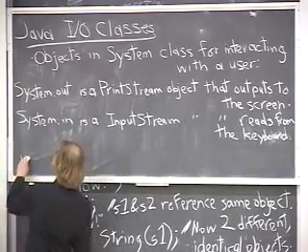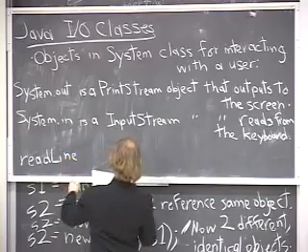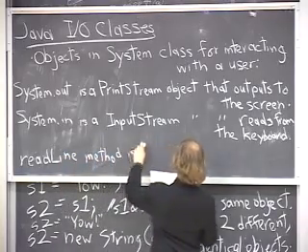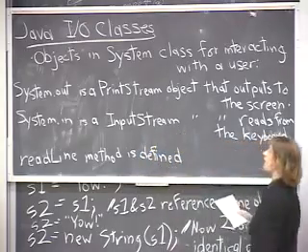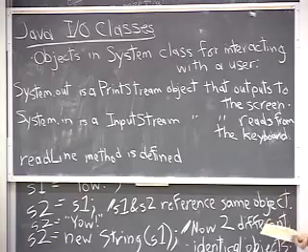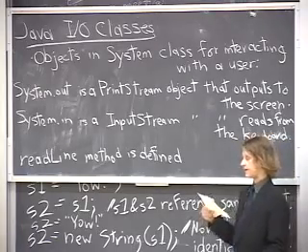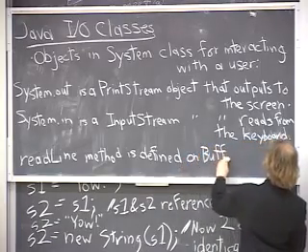So the method that does that is called readLine. And the readLine method is defined, unfortunately, not on InputStream objects. We would like to use readLine because we want to read a line from the keyboard, but it's actually defined on a different kind of object called a BufferedReader object.